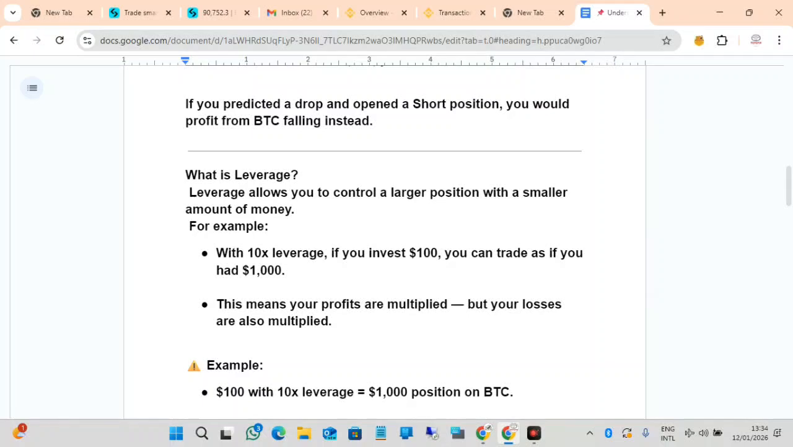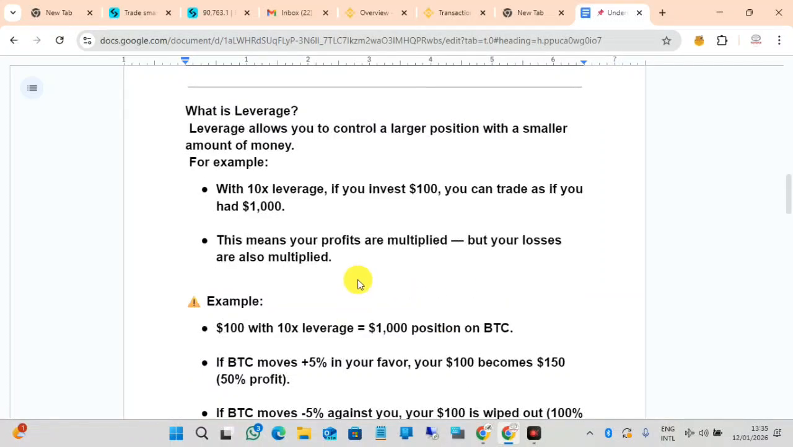If you use 10x of your $100 capital, then you can trade as if you have $1,000. That's it. 10 times your capital is $1,000. This means your profits are multiplied, but your losses also multiply in case the market goes against you.